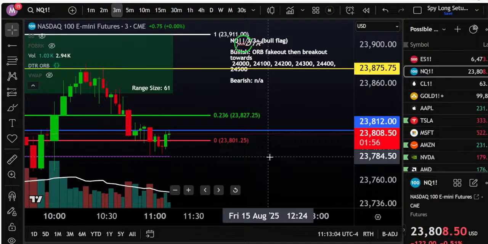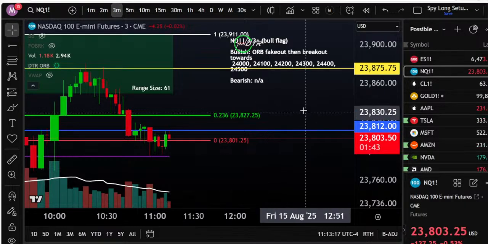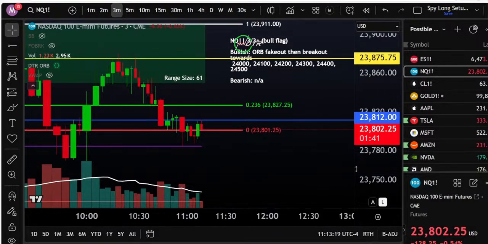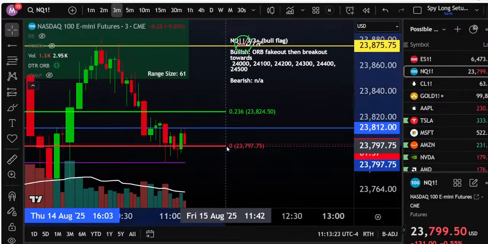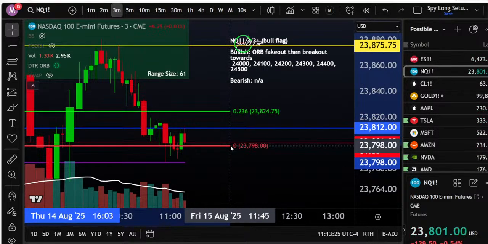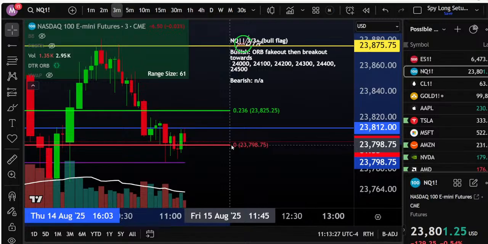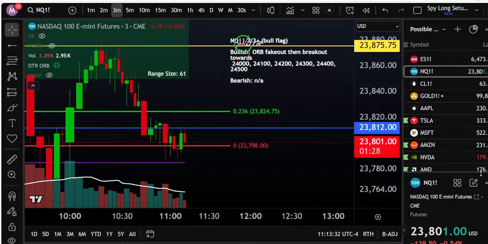Okay, so looking here, stop loss 801. Okay, now would be lower. Now would be 798.